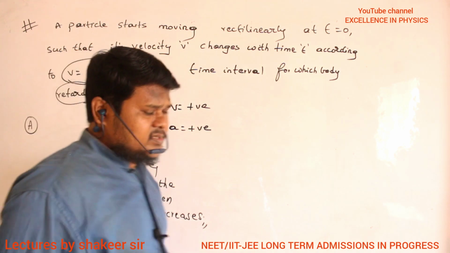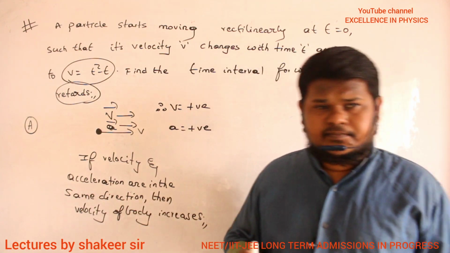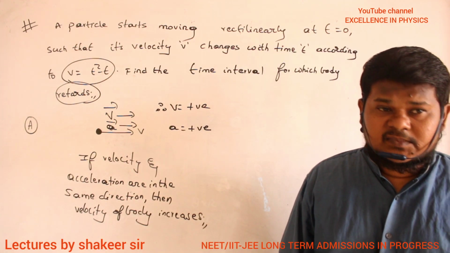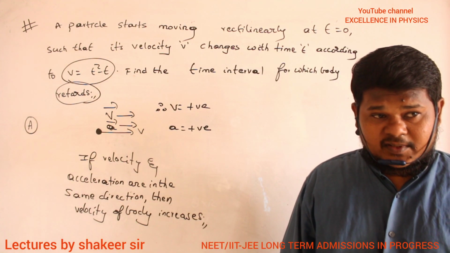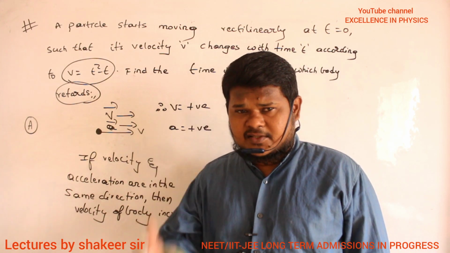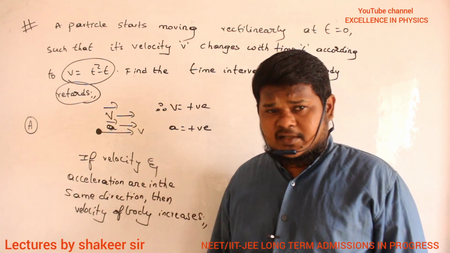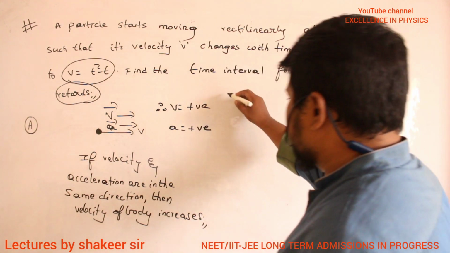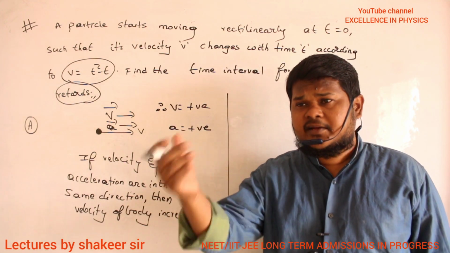Now, by using this explanation, how can you define retardation? Velocity decreases. Acceleration is not decreasing. Acceleration is always constant. Velocity is decreasing. So velocity will decrease in which condition? Very good. That is the condition. So the body retards in which condition? A body retards when velocity and acceleration are in opposite directions.